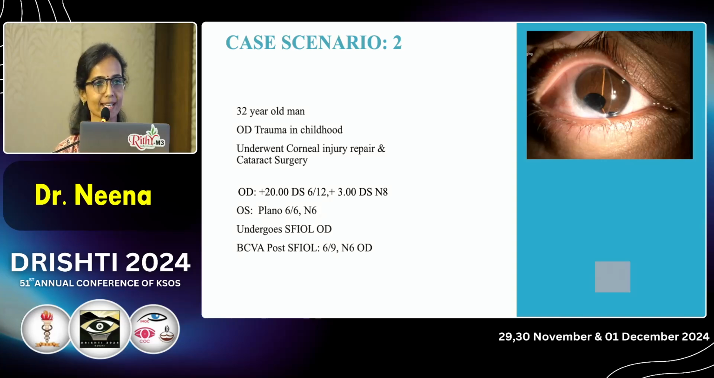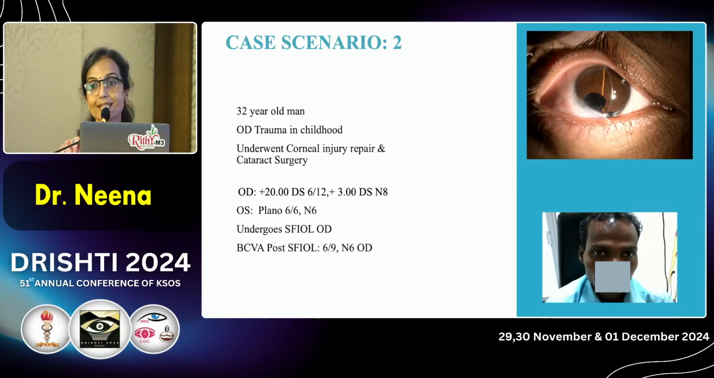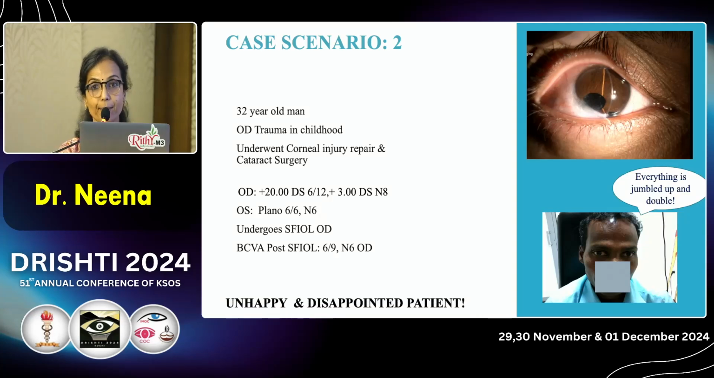So why not do a secondary IOL? He'll get good vision back, right? Yes. So we did a scleral fixated IOL for him. Post-surgery, his vision improved to 6/9 N6 in the right eye. So this is his preoperative picture, and now you can see he's clearly unhappy. Everything is jumbled up and double. Very clear, but double. So what happened here?